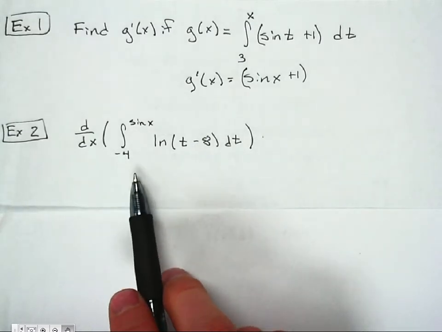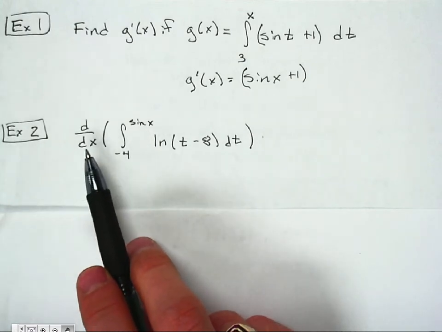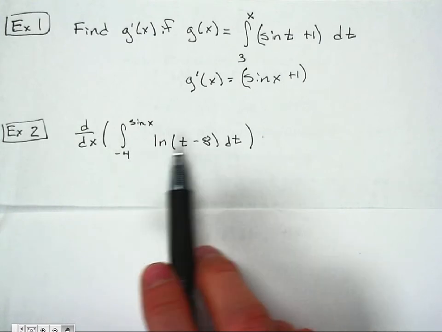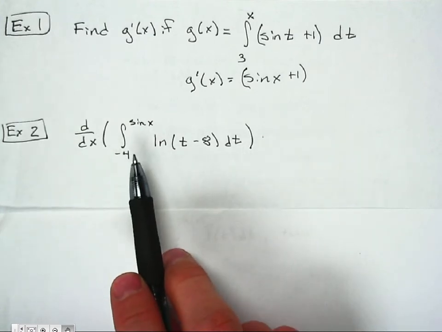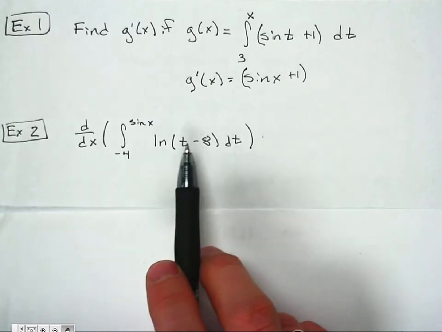You have a definite integral from -4 to sine of x. Slightly different notation, but it means the same thing. You're asked to do the derivative of this integral. And so you have this definite integral from -4 to sine of x, natural log of t minus 8 dt, telling you what your variable is.